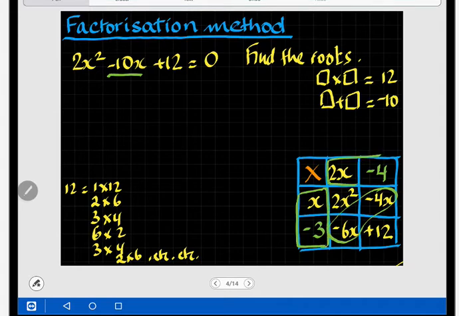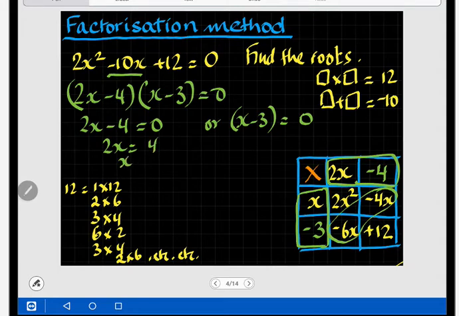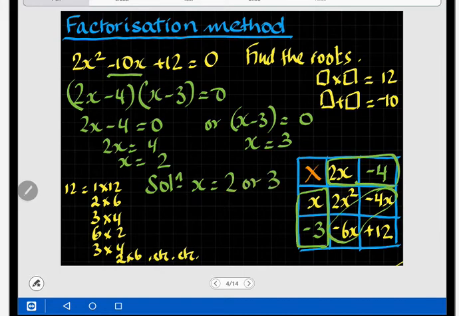So now I got my solution here, right? So now it will be 2x minus 4 multiplied by x minus 3 is equal to 0. So 2x minus 4 is equal to 0, or x minus 3 is equal to 0. That's my solution. Okay, so 2x will be 4, x is equal to 2. Here x is equal to 3. So my solution, x is equal to 2 or 3. If you replace 2 or 3 in the above equation, it will be equal to 0. That's the factorization method. I hope you understand it now. All right?